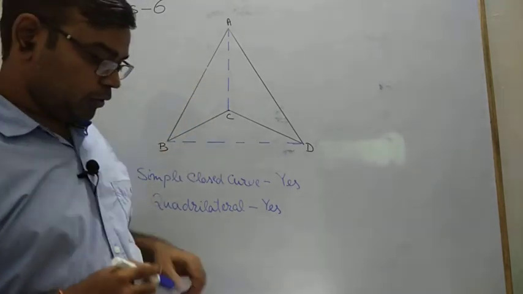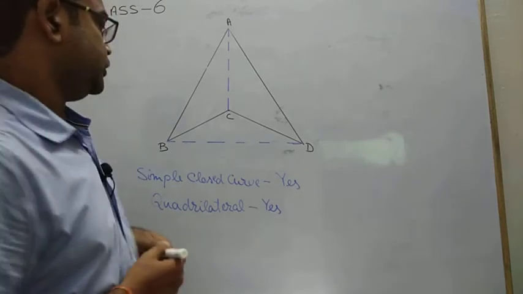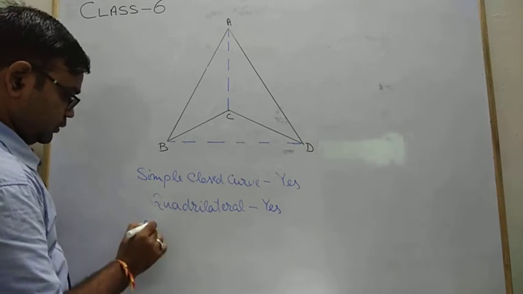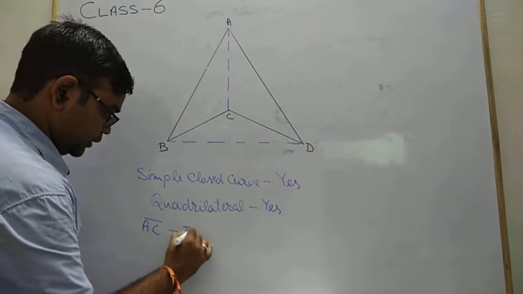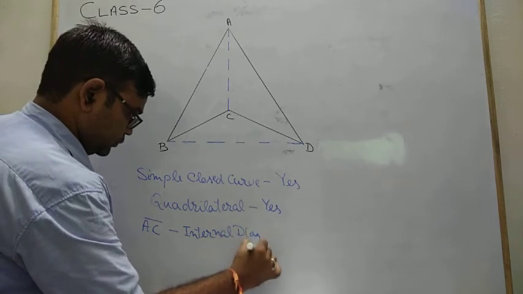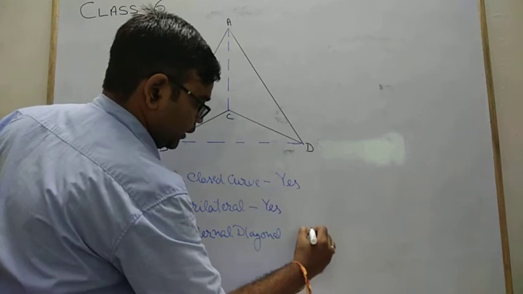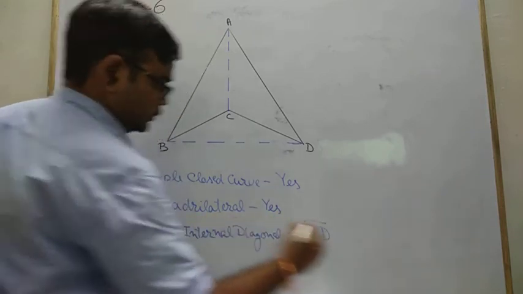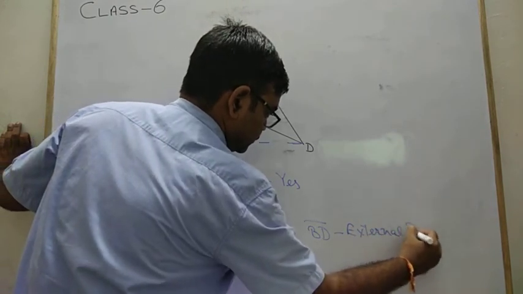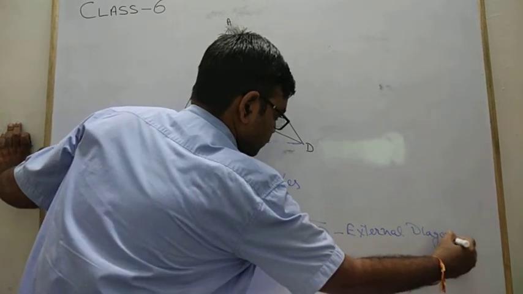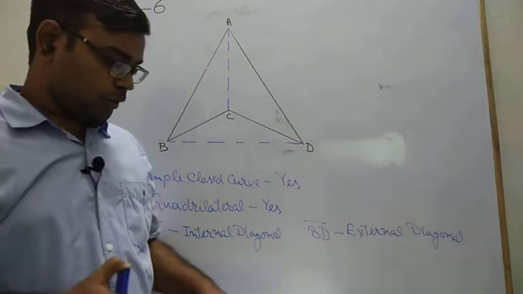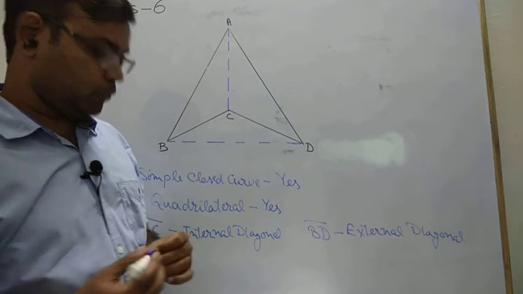Then the question asked to you: state which diagonal lies in the interior. So diagonal AC is your internal diagonal, and BD is your external diagonal. So I think you have cleared this type of question.